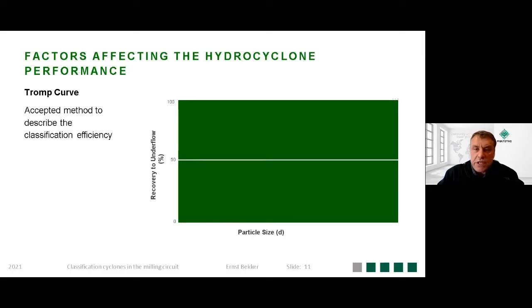When you look at the efficiency of a hydrocyclone, ideal separation is where, on the x-axis, you've got particle size, and on the left hand, recovery to underflow. Ideal separation is when at a specific particle size, you have perfect separation. All the fine particles go in one direction, all the coarse particles go in a different direction. Unfortunately, actual separation inside a hydrocyclone does not really follow that type of shape.